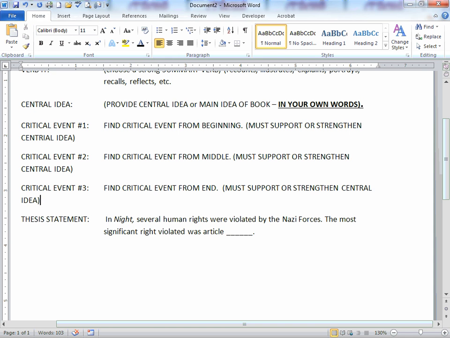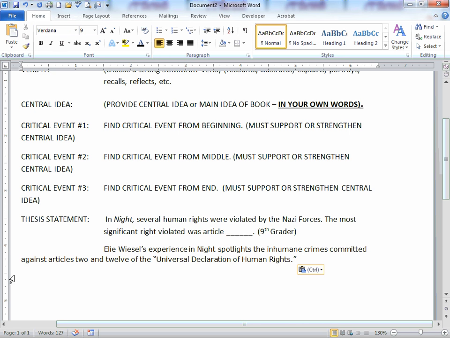And then lastly you have your thesis statement. Now this is a generic or base thesis statement. I want you to try to create a stronger thesis statement. So this is a thesis statement written by a 9th grader. I want you to try to go for the thesis statement that a 10th grader would write. Elie Wiesel's experiences in Night spotlight the inhumane crimes committed against art.